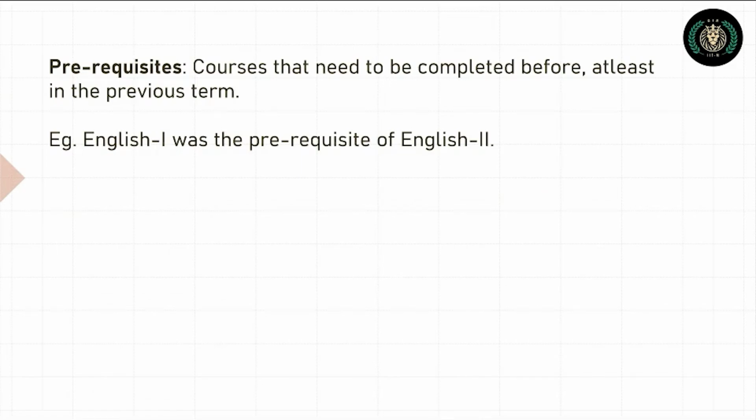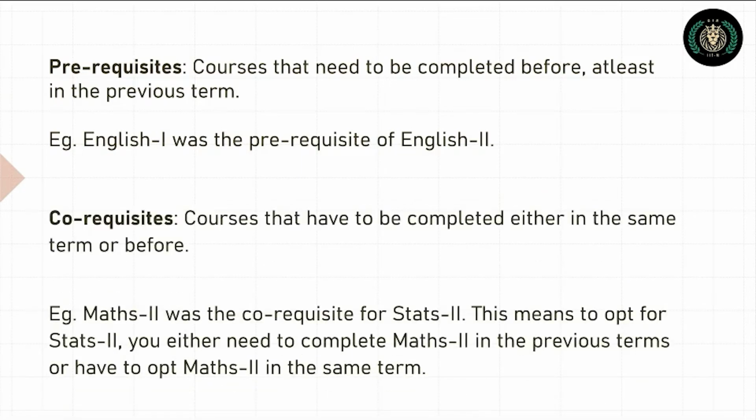Moving on to core requisites. Core requisites refer to those courses which at the very least you need to complete together with the course that they are a core requisite of. Maths 2 and Stats 2, here's an example. Maths 2 was the core requisite for Statistics 2. This meant that to opt for Stats 2, you either needed to complete Maths 2 in one of the previous terms, or at the very least, you should take both in the same term. Moving on to the next slide.